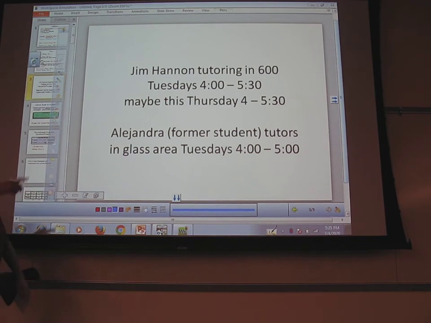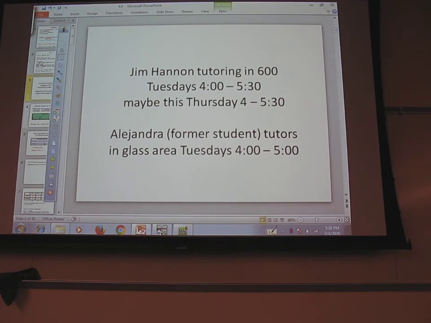Also, my former student Alejandra is tutoring in this glass area over here on Tuesdays from 4 to 5. And I might see if Jim can add in on the Thursdays, because it seems like that way you have a couple of different days you can go.